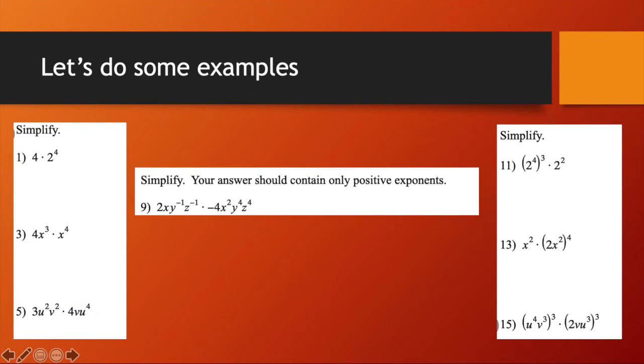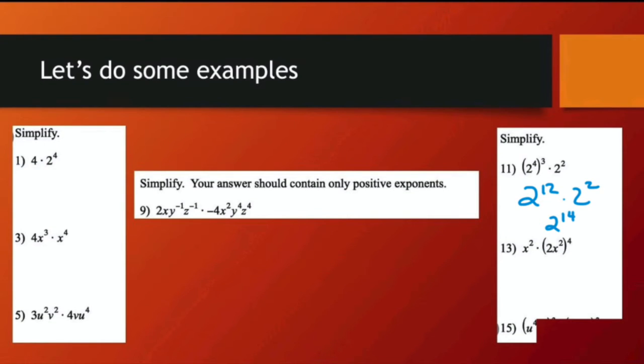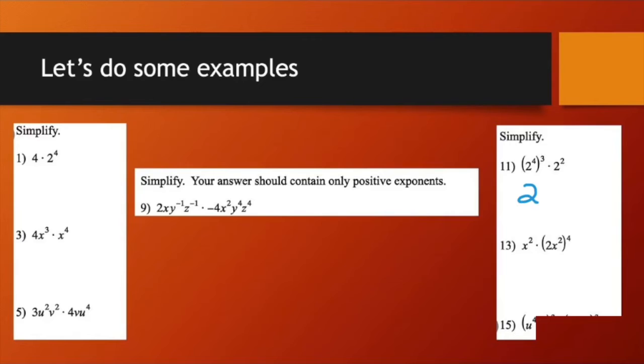All right, number 11. This cubed, what is it going to do with the 2 to the 4th? 2 to the 12. So we multiply the 4 and the 3 and that becomes 12, right? Yes. I'm going to write it in 2 steps. So that'll be 2 to the 12th times 2 to the 2nd, correct? Yes. 2 to the 14th. Is that correct? What you guys got?